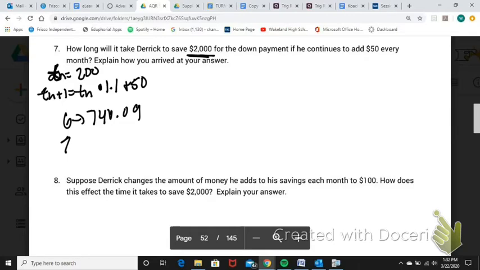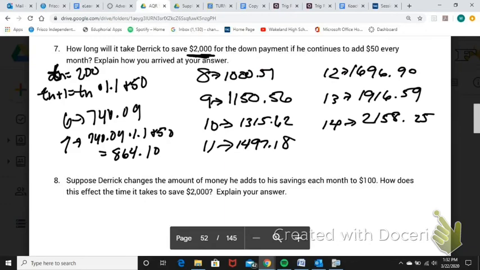So to get that 7, all you have to do is take this function here, multiply that times 1.1 plus 50, and when we do that, we're going to get $864.10. So we're just going to keep doing that, and our goal is to get a number that's going to be at about $2,000. So you can pause and try to figure out how many months that's going to be. I'm going to go ahead and put the answer on the screen.